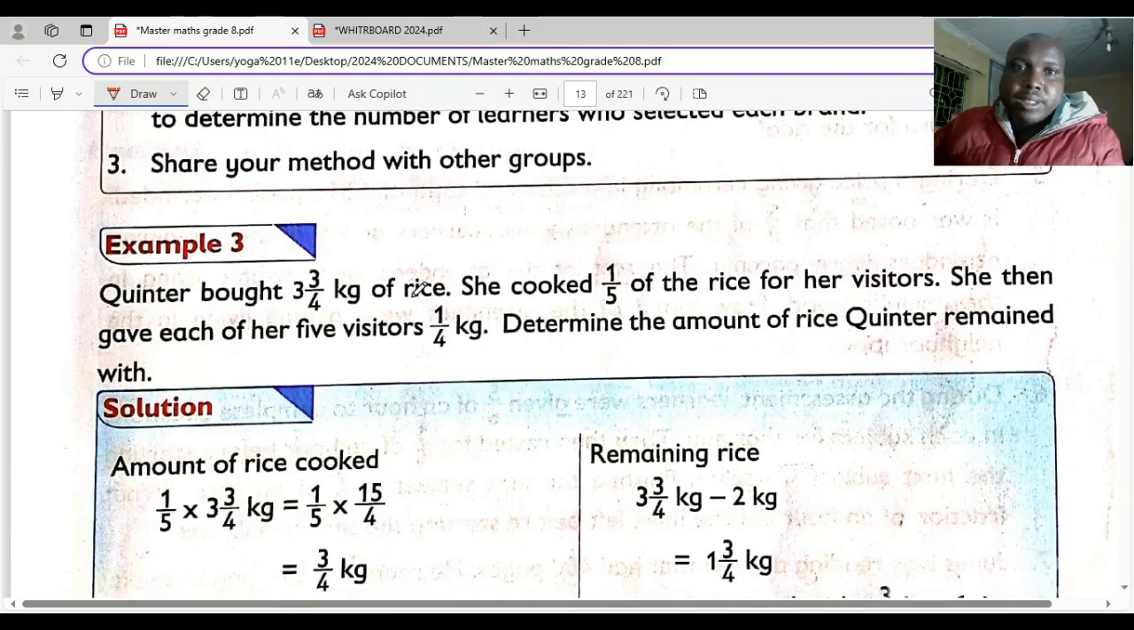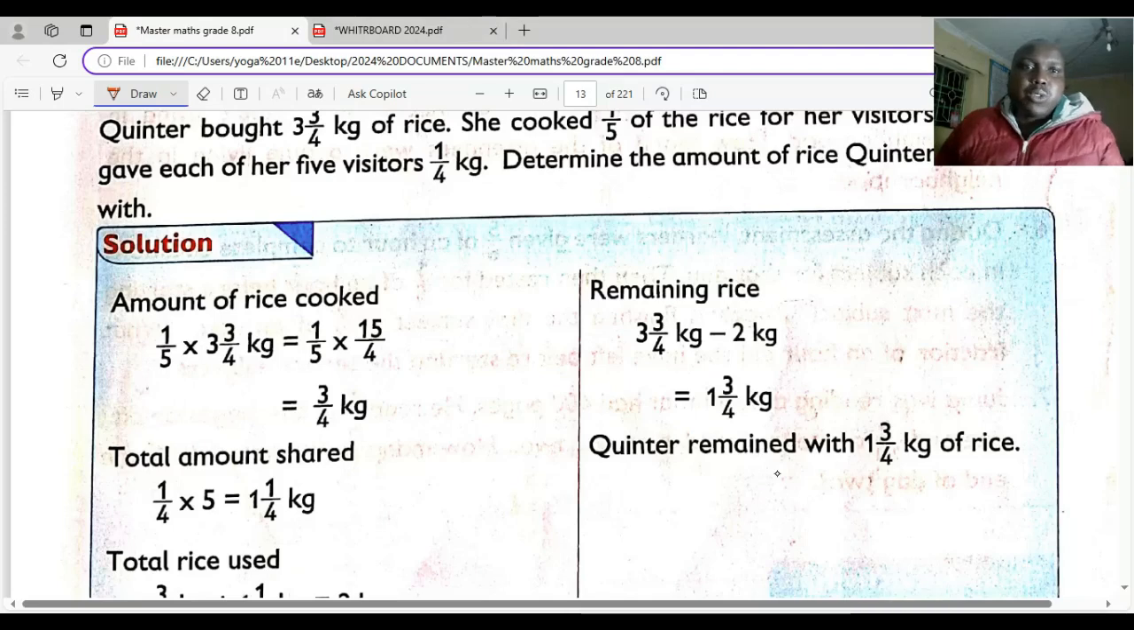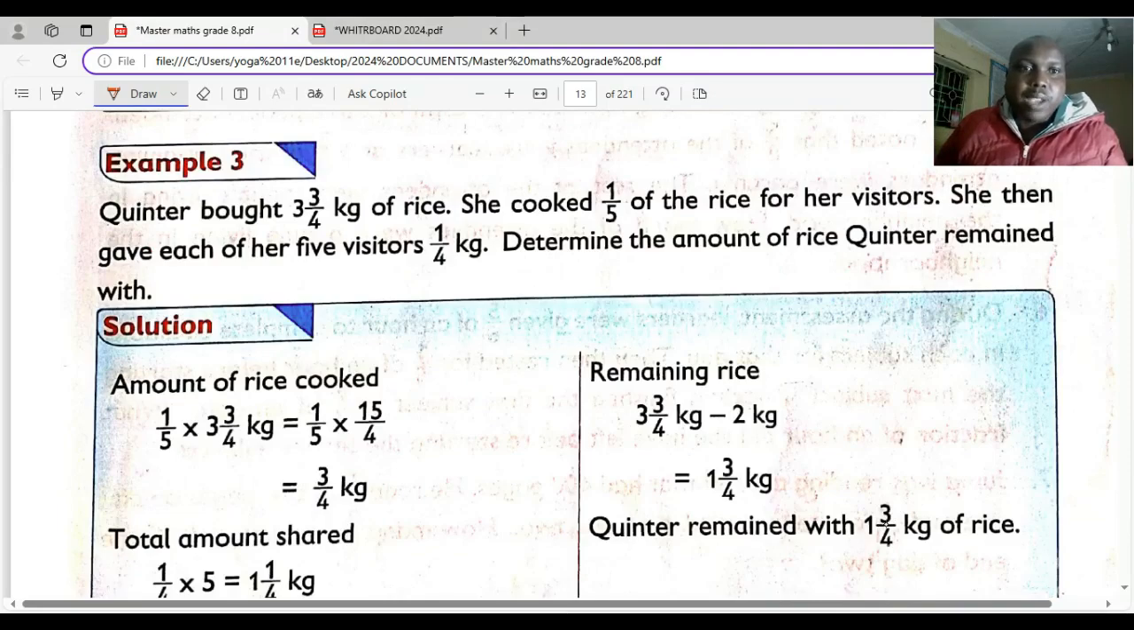Quinta bought this much rice. She cooked this much rice for her visitors. She then gave each of her 5 sisters this much. Determine the amount of rice Quinta remained with. So the amount of rice cooked, she cooked 1/5 of that. So 1/5 of means multiplication. So you can change this one into an improper fraction. 4 times 3, 12. 12 plus 3, 15. Then you multiply with 1/5, you get what was cooked.